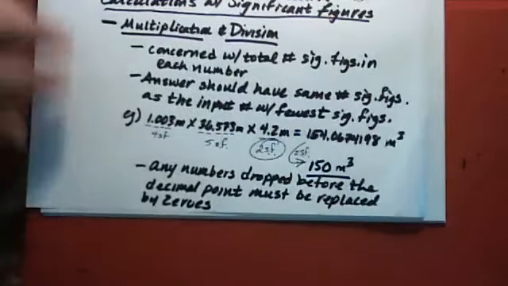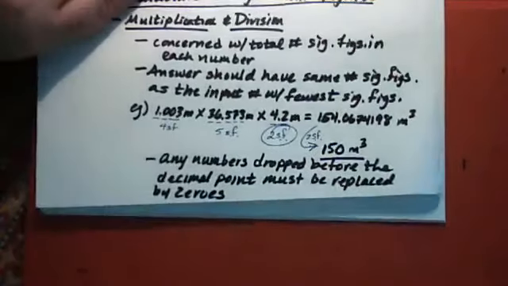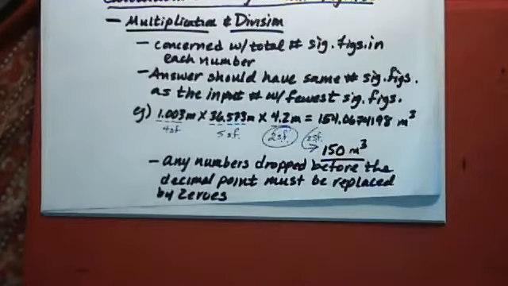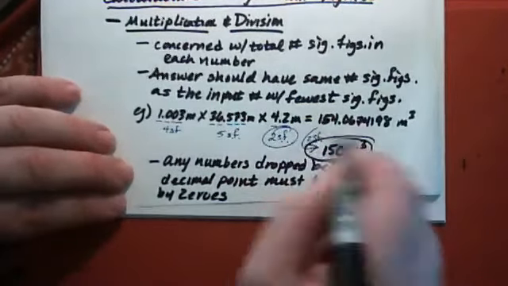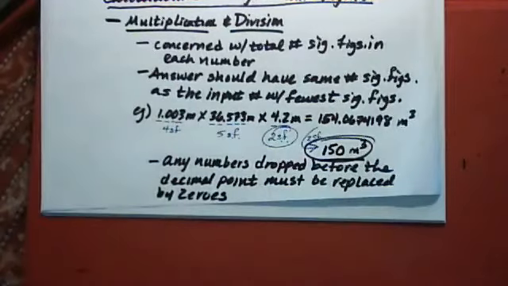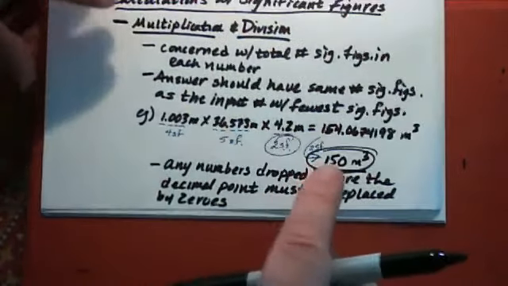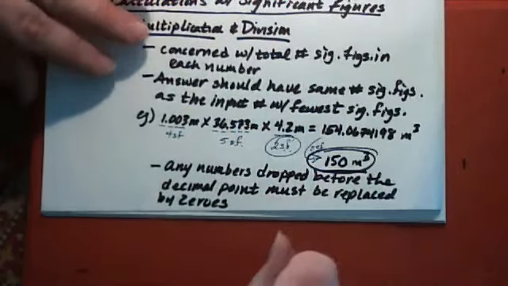And that is, again, that any numbers dropped before the decimal point need to be replaced by zeros. That's in order to maintain the magnitude of the number. So this number properly reported would be 150 cubic meters. And be careful not to put a decimal point after the 0, otherwise it becomes 3 significant figures.